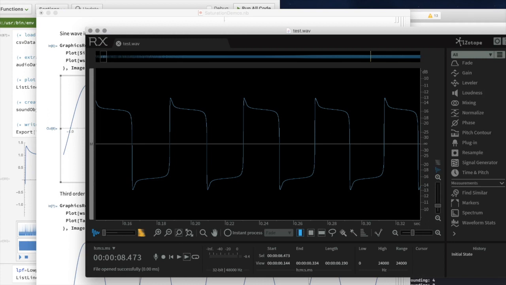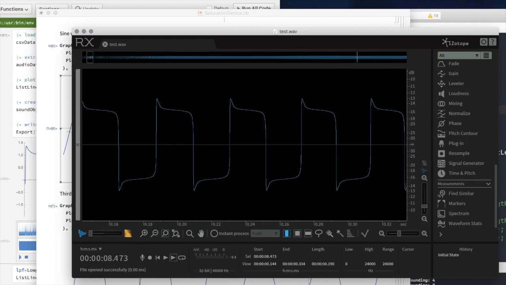I think we'll probably be doing this saturator plugin soon, so we'll do a little bit of head-to-head comparison with some other saturators when we release that plugin.